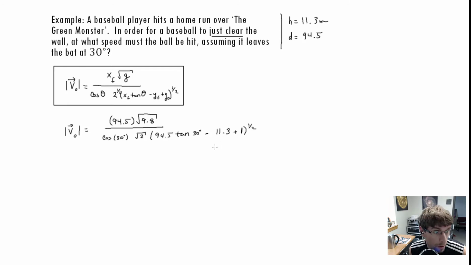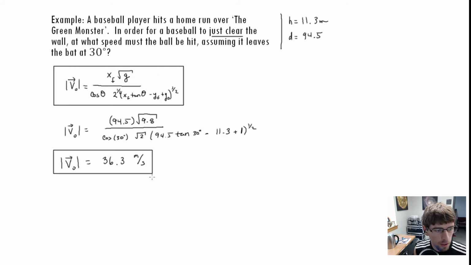Well, plug and chug. Good. So I went through and I got a number: 36.3 meters per second. Cool. So to hit a home run at 30 degrees, you need to hit it at 36.3 meters per second. Hopefully you got the same answer. So I'll leave it there for right now.